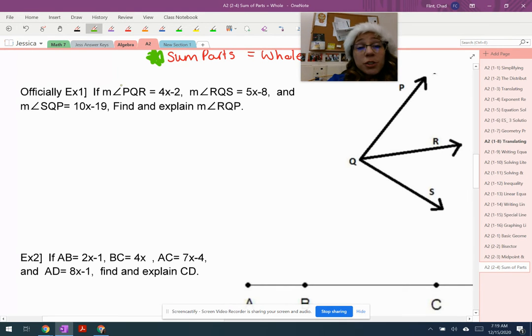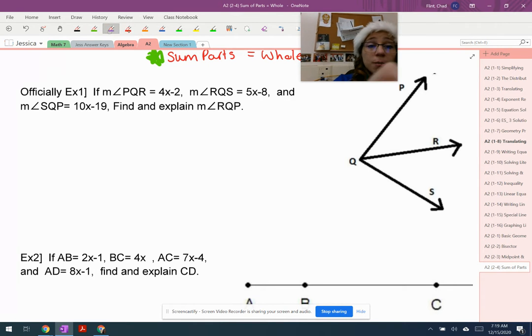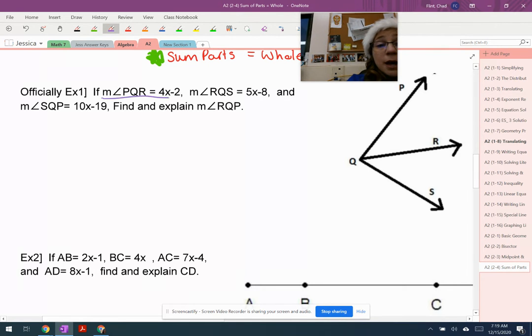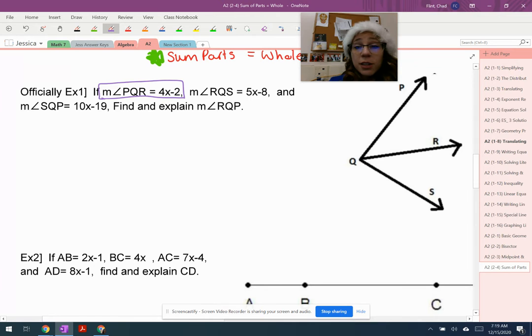So if the measure of angle PQR is equal to 4x minus 2, I'm going to go ahead and mark up my diagram right away. Angle PQR, that's this angle right here. So 4x minus 2 is that angle right there. That opening between those two rays is the angle measurement.